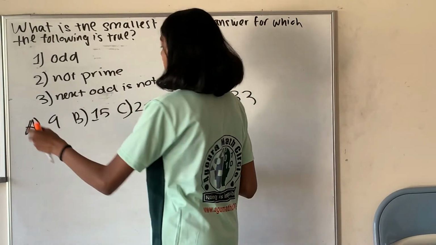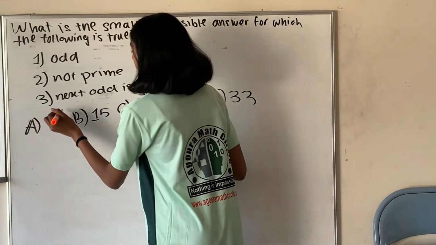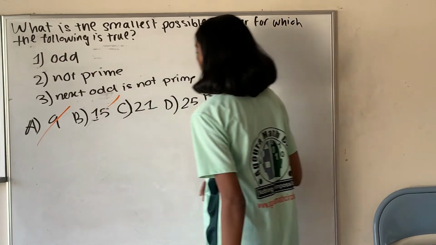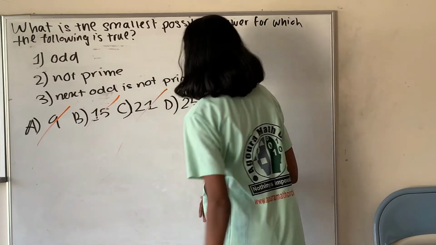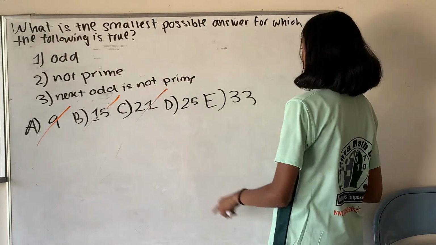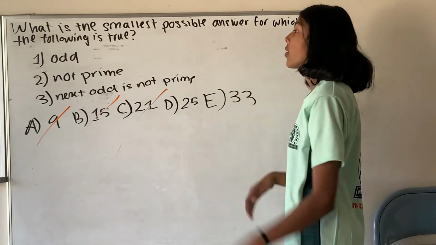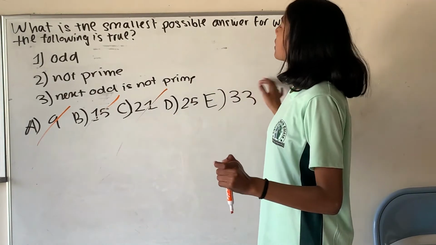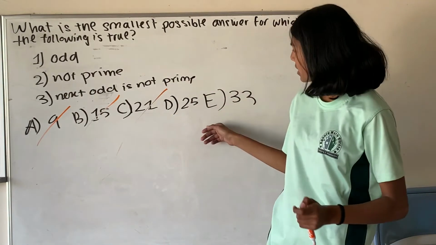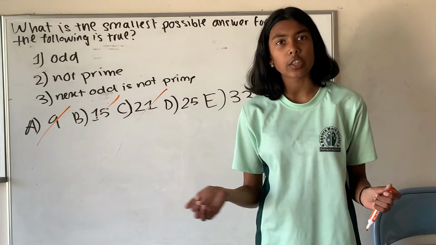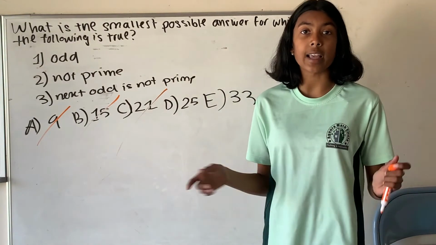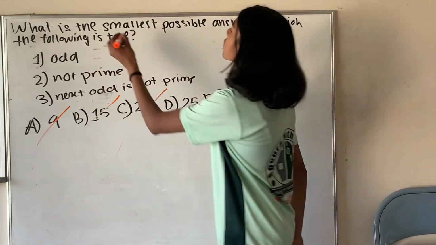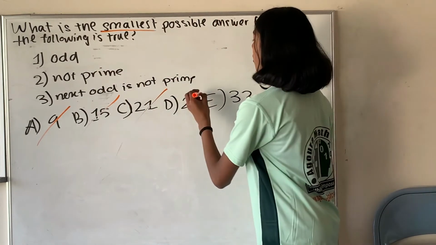So 9, the next odd is 11, and that's prime. 15 moves to 17, which is prime. 21 to 23, which is prime. 25 to 27, which isn't prime. 33 to 35 is not prime. So then we're stuck between D and E. Is it 25 or 33? But this is where you have to look back at the problem. It says, what is the smallest? So our answer is D.